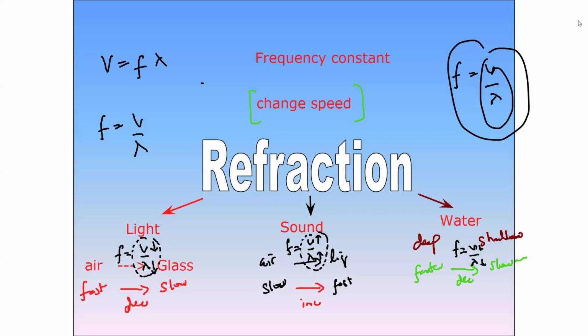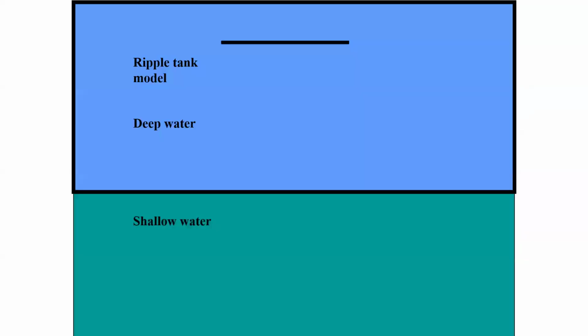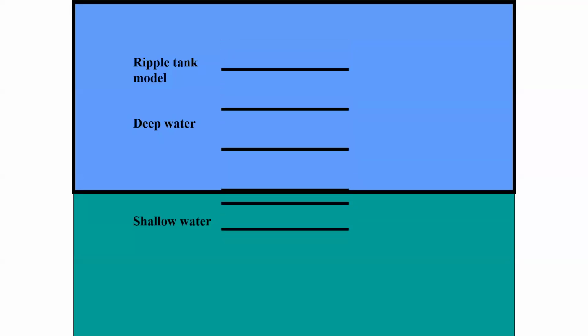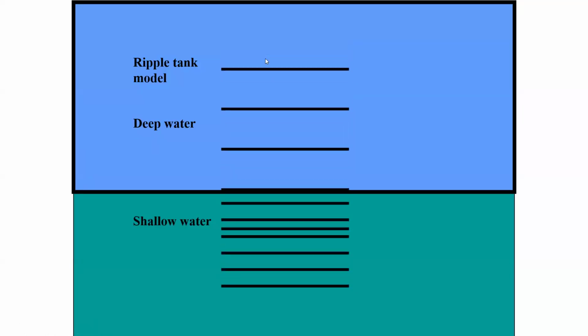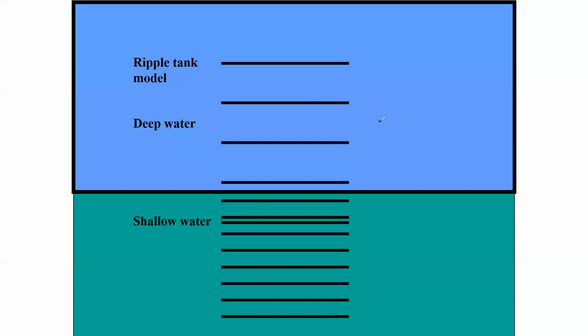So refraction is the property of a wave to change speed when traveling from one medium to another. For example, if you're observing water waves in a ripple tank, which is a large container filled with water, and we are observing from the top. In deep water, the waves travel faster, but in shallow water, the waves slow down. So here the waves are traveling fast, here the waves are traveling slow.